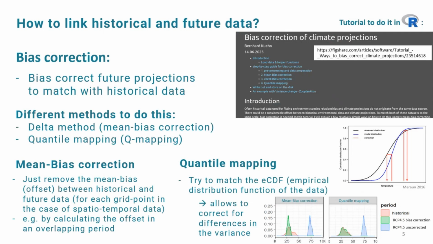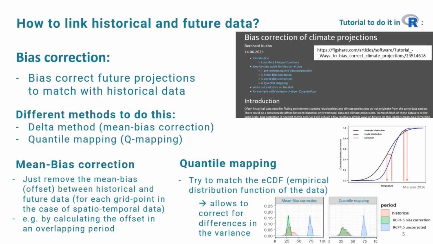And what can we do? Well, there are different methods out there. One is the delta method, also called mean bias correction, where we just remove the mean bias between the historical and the future data for each grid point in the case of spatial temporal data, and we calculate an offset in the overlapping period, for example, and just remove it.